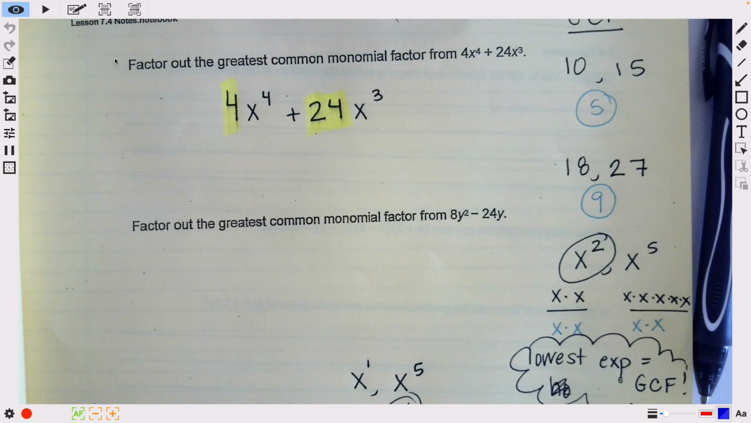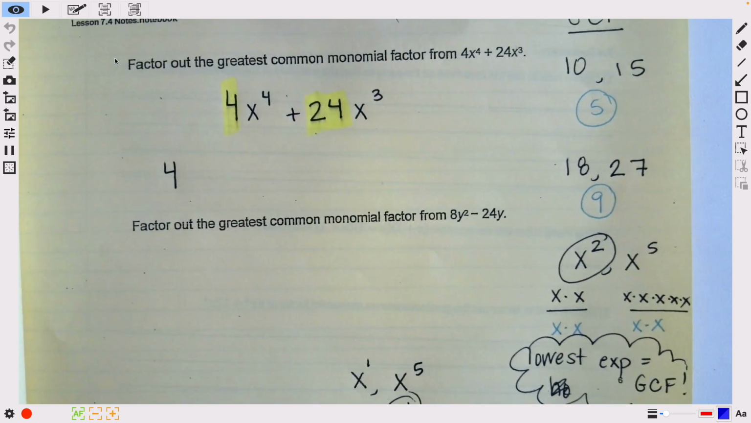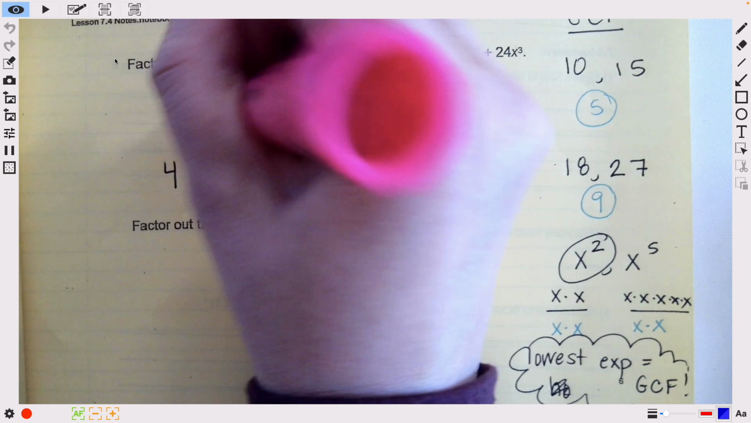So I'm going to give you like 10 seconds to do that without anybody blurting out answers, please. So you're going to look at 4. You're going to look at 24. What's the largest number they have in common? Joshua? 4. Okay, so 4 is going to be part of the greatest common factor, but it's not the only thing because the variables also have a greatest common factor.